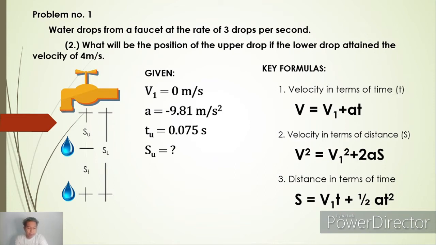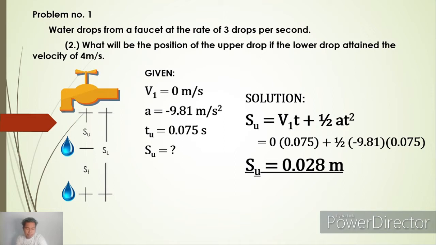So ano yung kaugnayan nun doon sa ating problem? Since hinahanap dito is what will be the position of the upper drop if the lower drop attained the velocity of 4 meters per second, madadagdagan yung given natin. So madadagdagan siya ng time para doon sa upper drop nung na-reach ni lower drop yung 4 meters per second na velocity. So using the formula, S is equals to V1 T plus 1 half AT squared. So substitute all the values will result to the position of the upper drop is equals to 0.028 meters. Ayan.